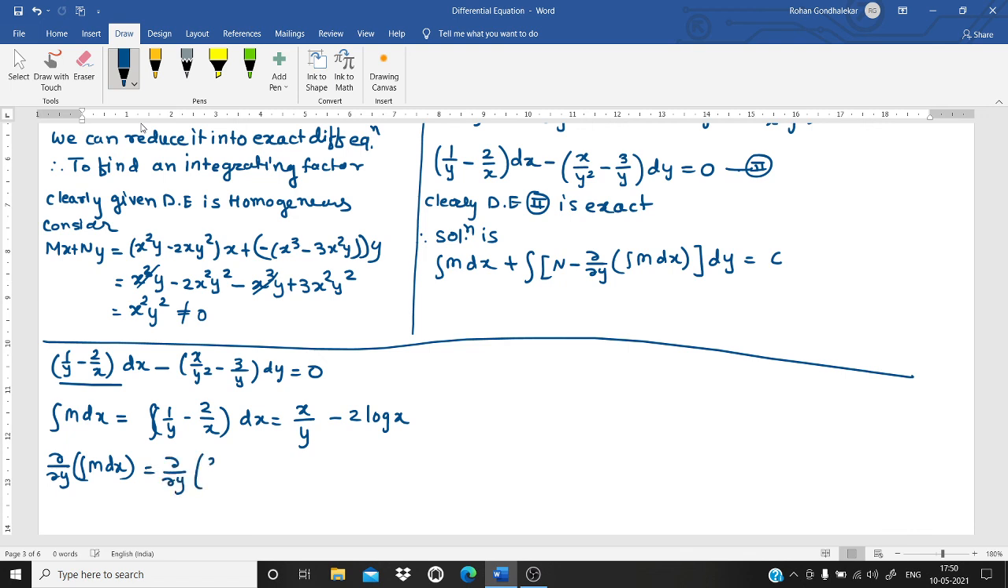So del by del y of x upon y minus log x. In the second term there is no y, so the derivative is 0. So the derivative of x upon y will be x into minus 1 upon y square. So this is minus x upon y square. Fine. Okay.